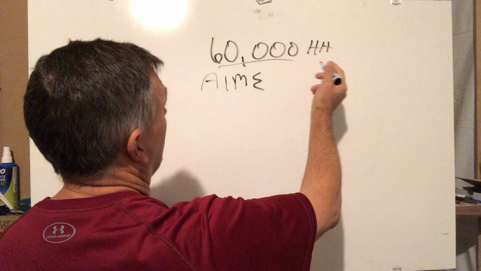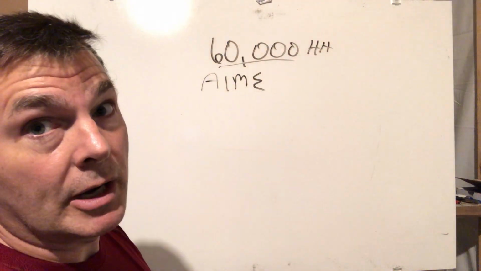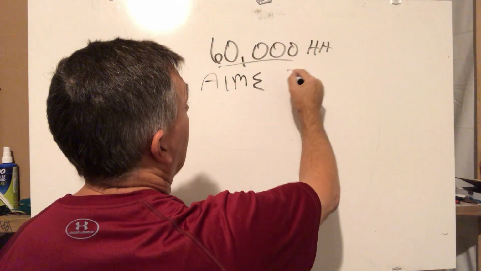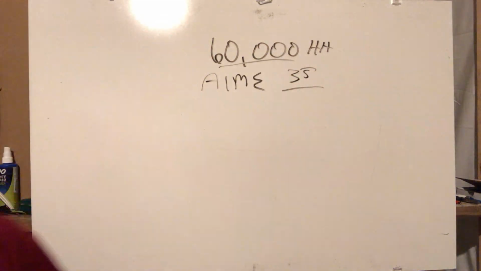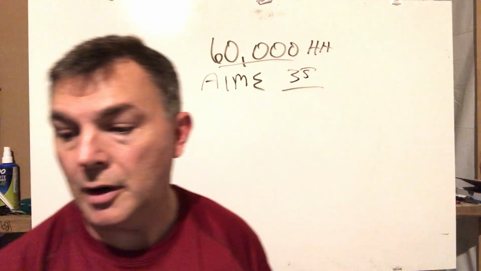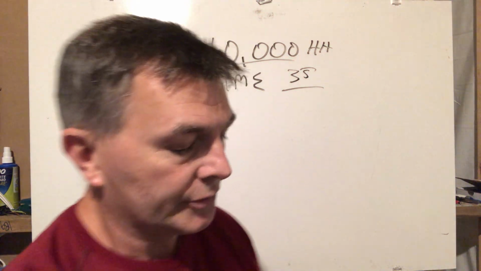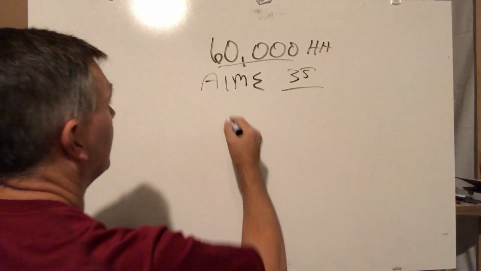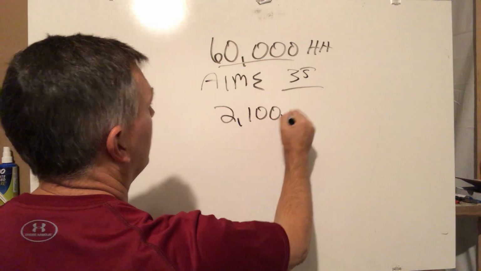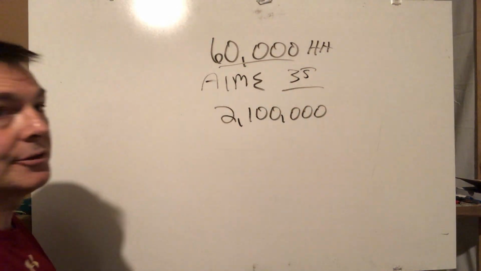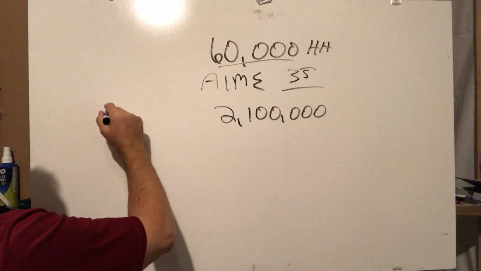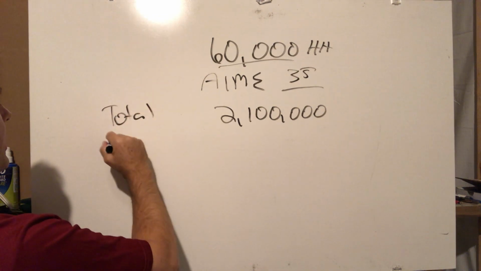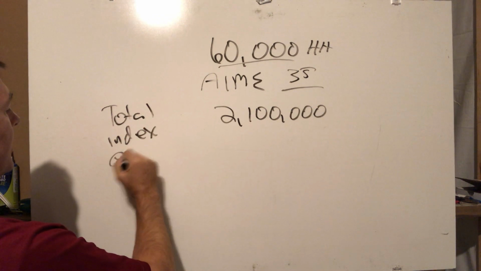So $60,000 is what you made on average every year of your work. We multiply that by 35, and I don't know what that is, so I need my trusty calculator, because we're trying to solve for our AIME. $60,000 times 35 is $2,100,000. That is our total indexed earnings.